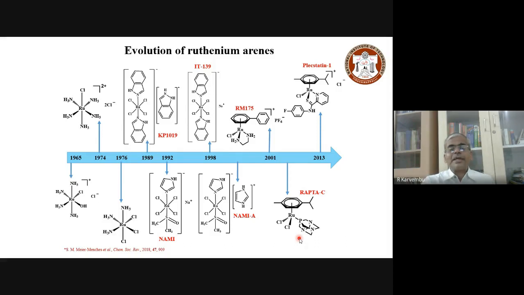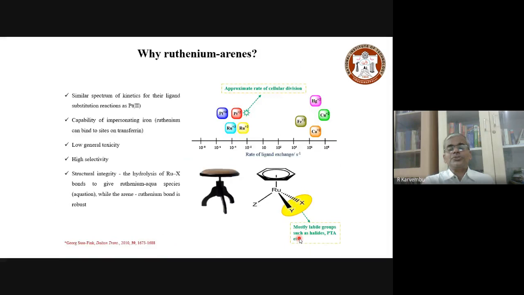So in this line, we have also used the ruthenium arene complexes as anti-cancer agents. Then what is the superiority of ruthenium arene complexes? Already we know it has been proved that platinum complexes are good anti-cancer agents. This ruthenium arene system has the same kinetics, or similar kinetics, of the platinum system.